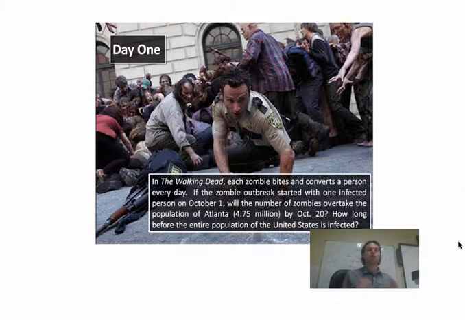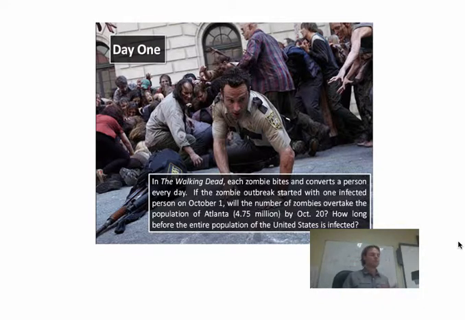In the show The Walking Dead, each zombie bites and converts a person every day. If the zombie outbreak started with one infected person on October 1st, will the number of zombies overtake the population of Atlanta, 4.5 million, by October 20th? How long will it take until the population of the United States is infected? So I want you to think about that.